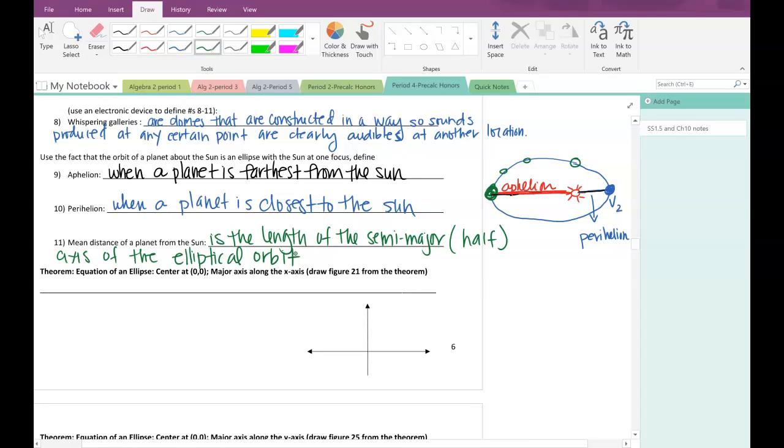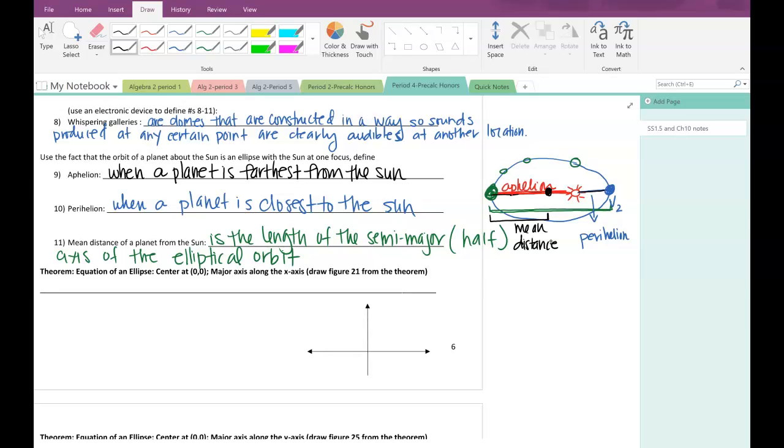So if we look at the major axis, okay, so here's the major axis from here all the way to here, from one vertex to the other. So the mean distance is half of that. So let's make the center. Let's pretend the center is right here in the black. So the mean distance is from here, one vertex to the center. This is the mean distance. Okay, so two of the mean distances is going to equal a perihelion plus aphelion.